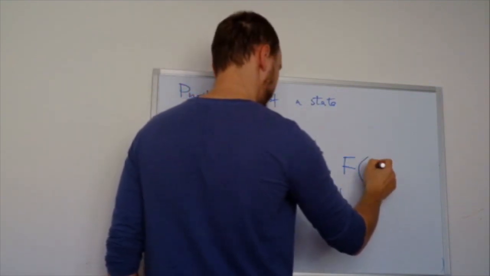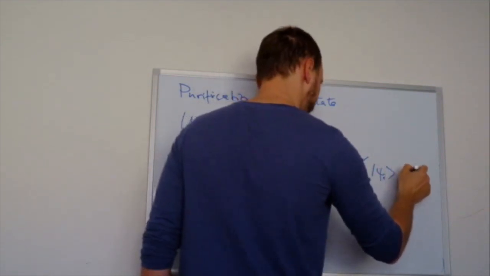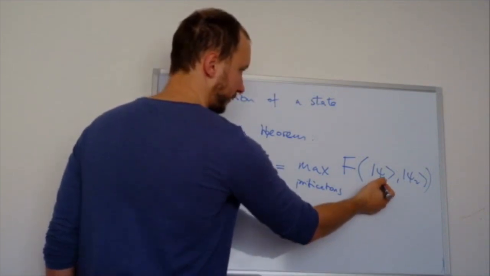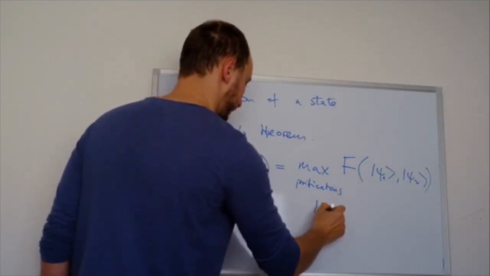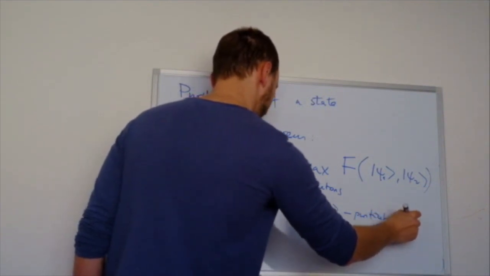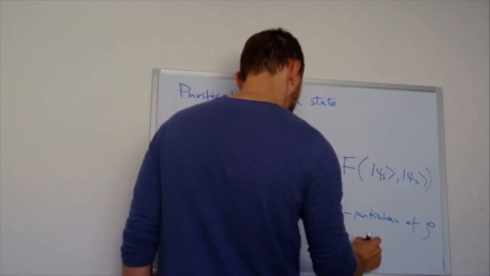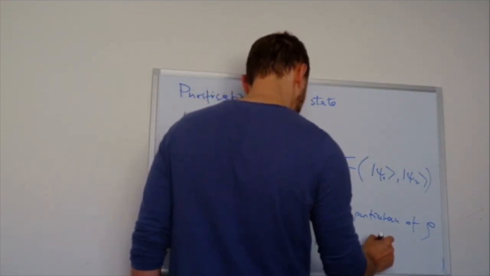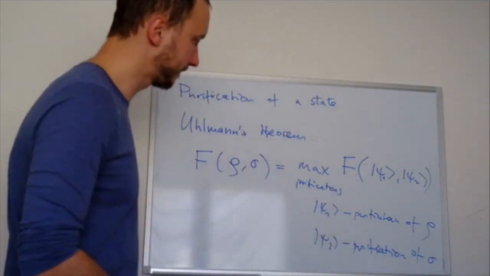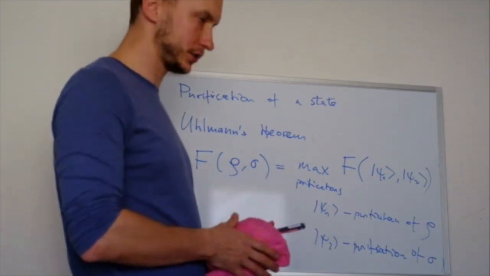It's nice because it allows us to solve for psi 1 and psi 2, where these are purifications, where psi 1 is a purification of rho and psi 2 is a purification of sigma. Okay. We'll see the proof in the exercise.